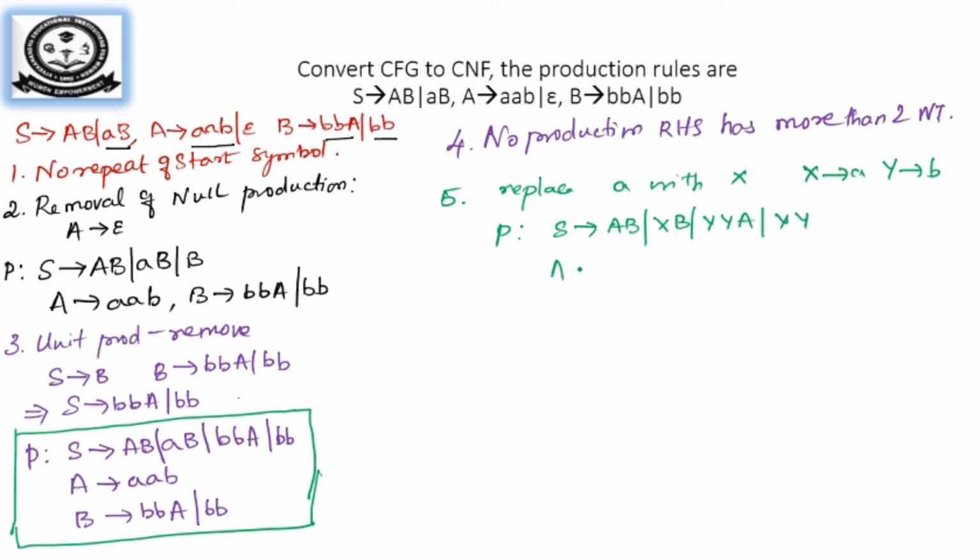Similarly, A can be replaced as XXY, and B can be replaced as Y, sorry, it is capital Y and B. No, it is not B, it is A. Okay, it is A and Y. Now, which are the terms that are still creating violations? You can see there are more than two non-terminal symbols in a few of the productions.